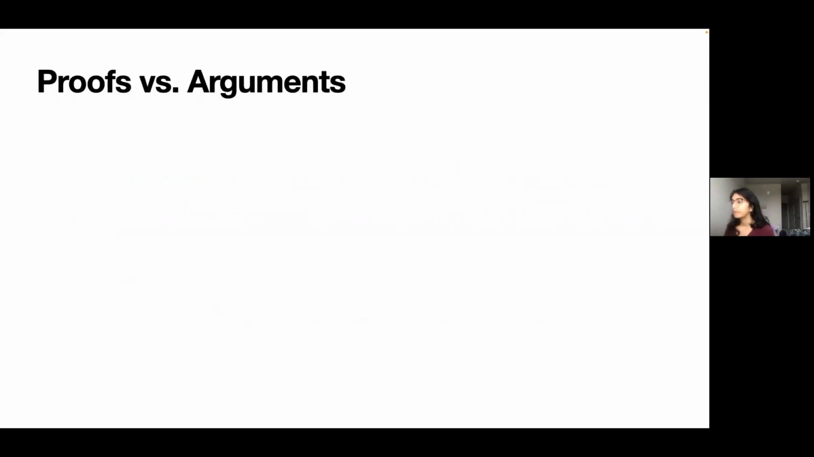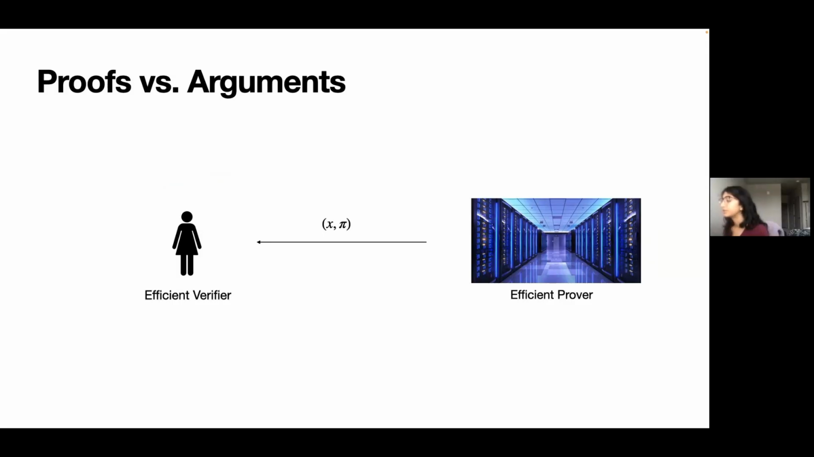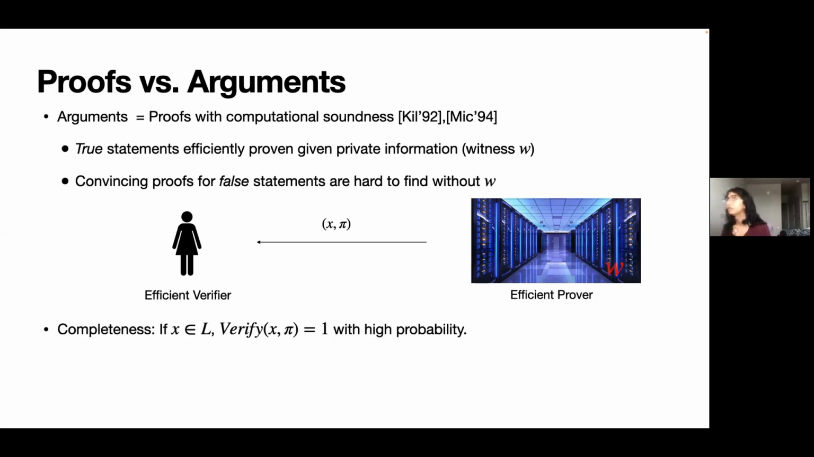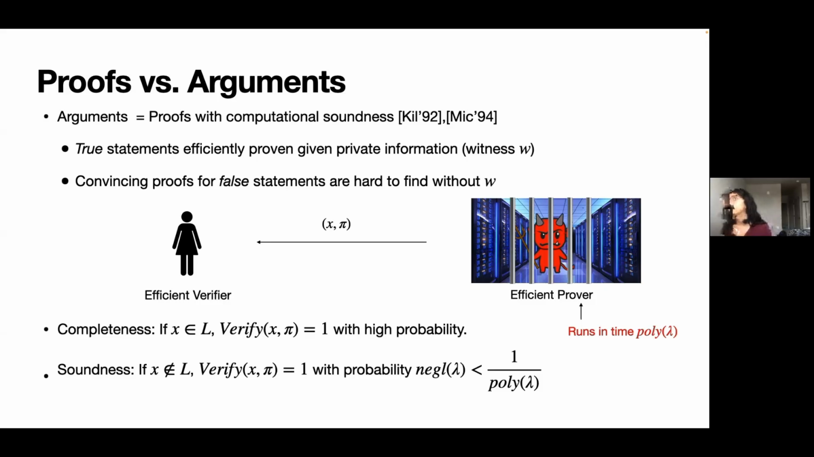proofs can be. Now I'll talk a little bit about the difference between proofs and arguments. Here we recall that the prover is going to send over the statement and the proof to the verifier. Here the argument is also just a proof pi, but the difference is that it has computational soundness. This was first introduced by Kilian in 92 and Micali in 94. True statements are still efficiently proven given some private information, which is just the witness W, and convincing proofs for false statements are hard to find without this witness W. More formally, completeness is still that if X is in the language, then the verification is going to accept with high probability. But now the difference is in the soundness. If X is not in the language, then the verification is going to accept with negligible probability.